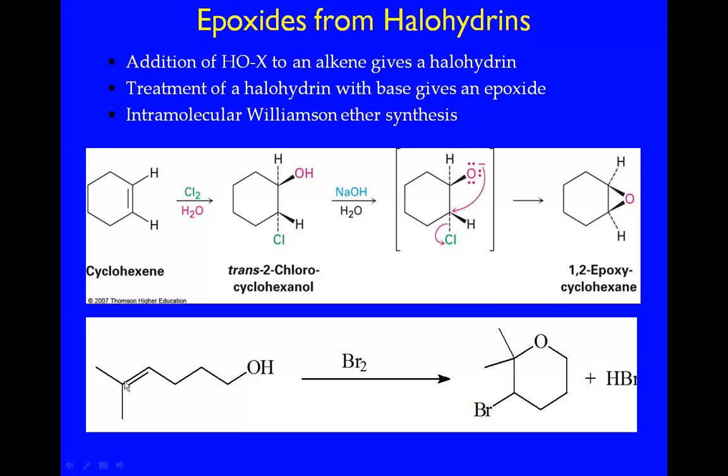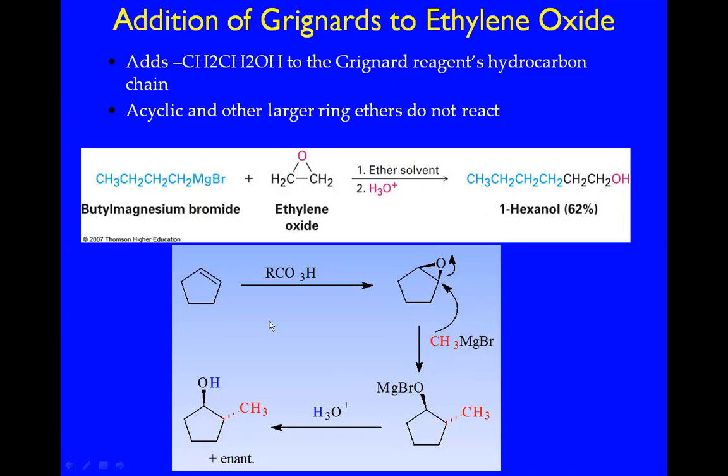If you have an alcohol and an alkene in the same molecule, and you use bromine, you can make a cyclic ether, but that is through the bromonium ion, right? So that's a kind of halohydrin reaction. Anyhow, we are talking about epoxides. Let's get back to the epoxides.